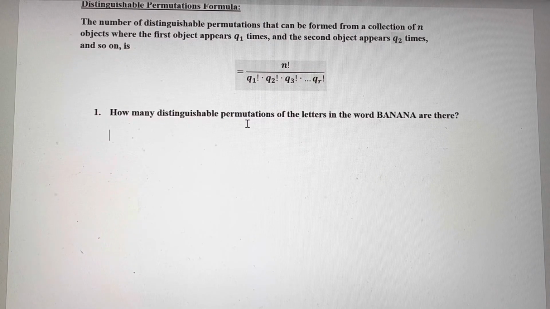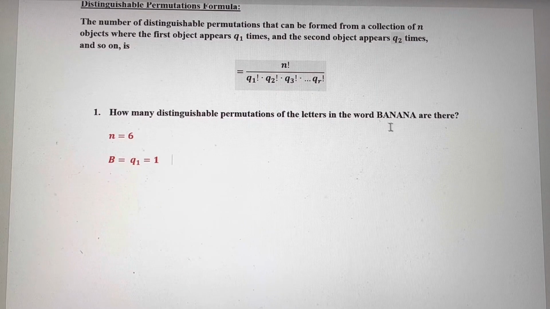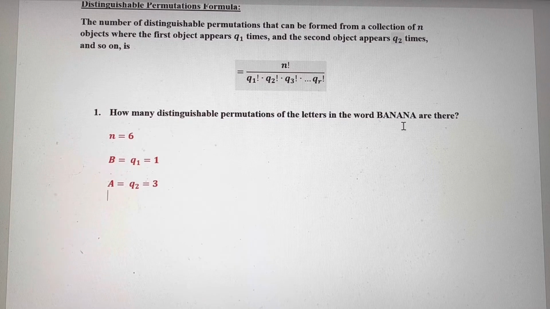So how many distinguishable permutations of the letters in the word banana are there? The first thing we want to do is total up the number of letters. The word banana has 6 total letters. Then I'm going to go through each letter individually and see how many times it occurs. The letter B, which we'll call q sub 1, occurs 1 time. The letter A, which we'll call q sub 2, occurs 3 times. And N is next. The letter N, which we'll call q sub 3, occurs twice. So I've got my 6 letters, and 1, 3, and 2.